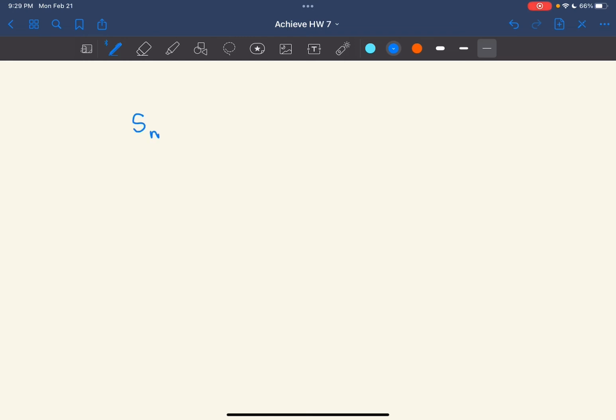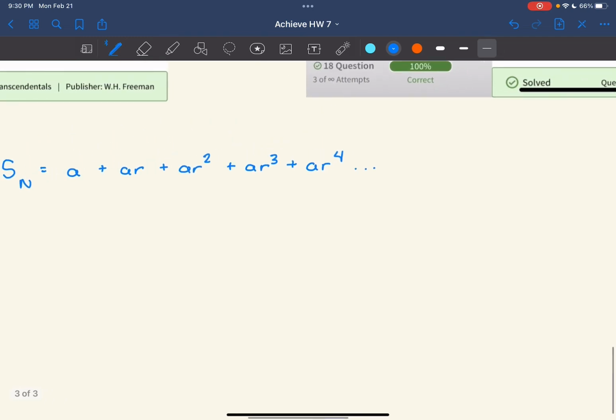We have S sub n. It's a geometric sequence, right? So now we're going to get some clarity on what sequence, series, and so on. So we have our first term A plus AR plus AR squared plus AR cubed. Let me write this square better. Plus AR to the fourth, dot, dot, dot. Eventually we're going to have AR to the n minus 1.